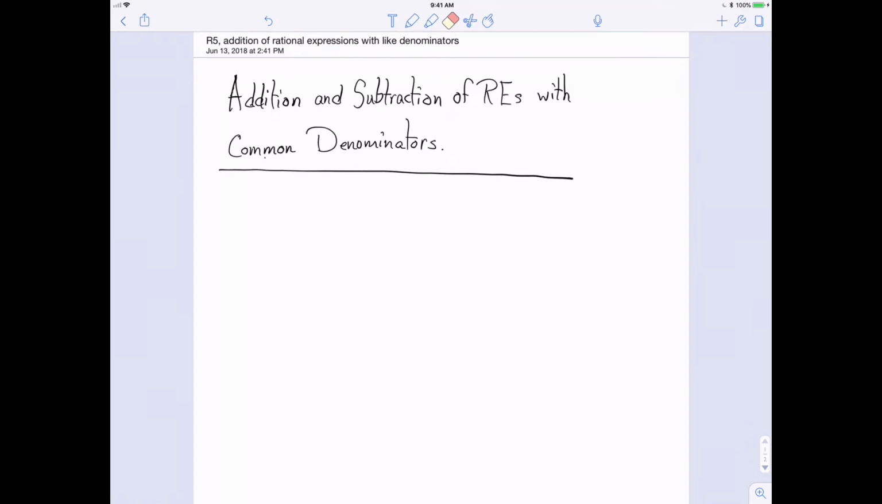In this video, we're going to add and subtract rational expressions with common denominators. Now, a couple of funny little things: common denominator is also often written as like denominator. The terms are used interchangeably. So remember that a rational expression is just a fraction with a polynomial.